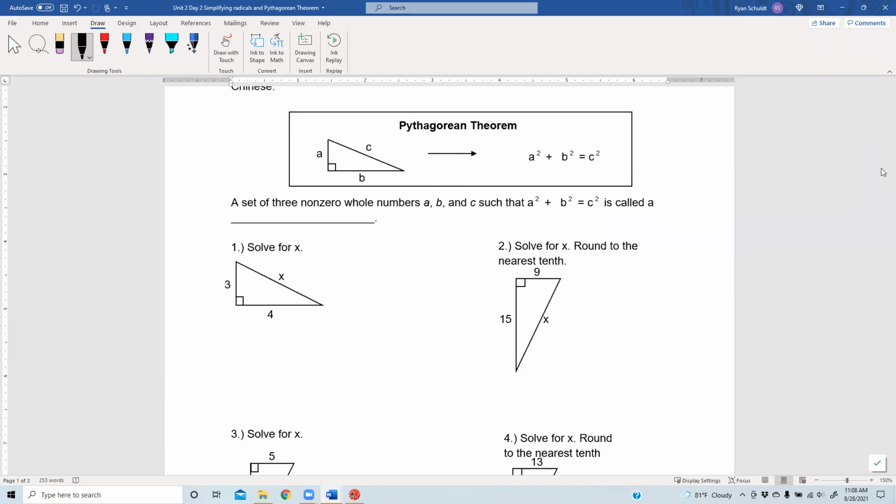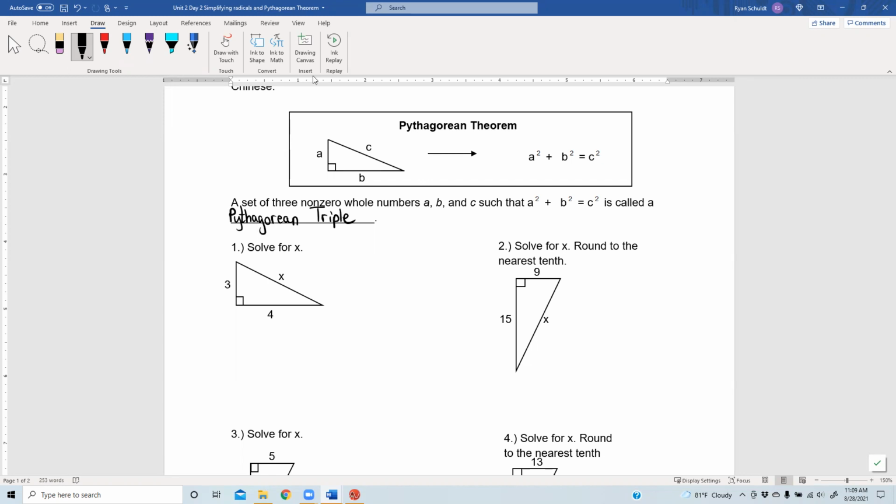Now, we've talked about the Pythagorean theorem. We know it's a squared plus b squared equals c squared. Now, let's say a, b, and c are all whole numbers. This would be called a Pythagorean triple. Again, it's when, for the Pythagorean theorem, they're all whole numbers. No decimals.